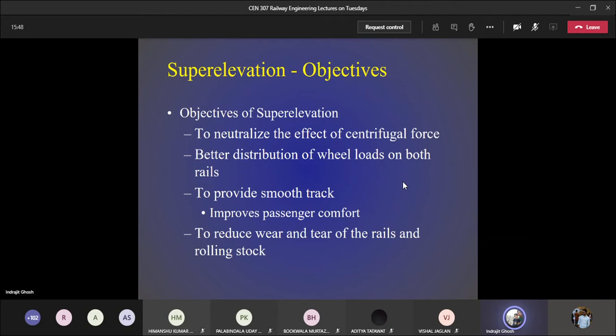We need to think about the passenger as well. Whenever you are an engineer, you need to think about the passenger. Passengers will be experiencing discomfort. We need to make sure that when the train is moving along a horizontal curve, the journey is going to be really smooth. So provide a smooth track. And the last one is related to the second point: wearing and tearing of rail, and at the same time rolling stock.